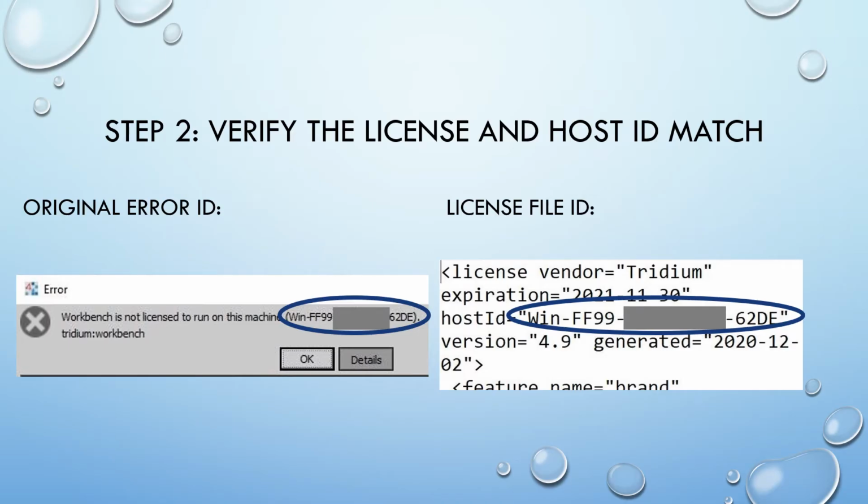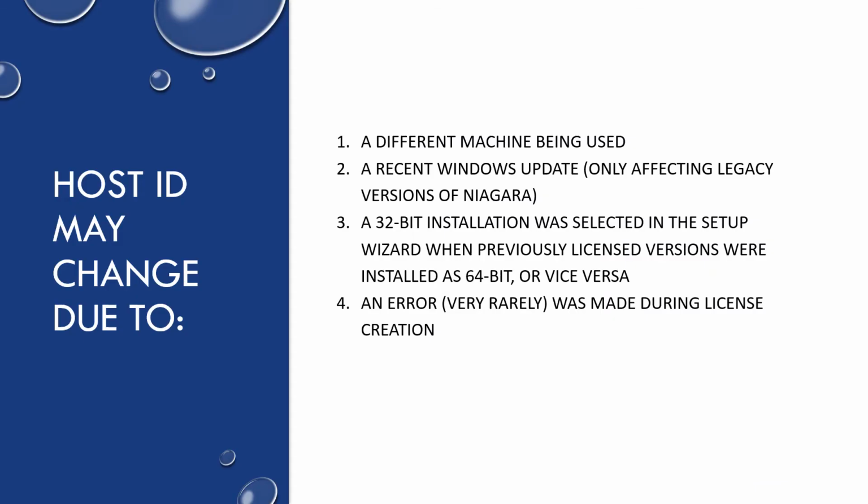Step 2. Verify the license and host ID match. The host ID will be listed in the error, and you can find the host ID for your license by opening the licensing file. Be aware your host ID may have changed if you are using a different machine, if there was a recent Windows update, if you previously installed the 32-bit and now are installing 64-bit, or vice versa, or very rarely due to a typing error when creating the license.